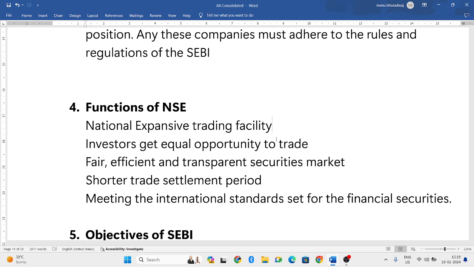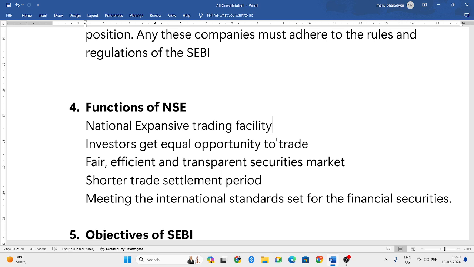Next is fair, efficient, and transparent securities market. So NSE makes sure that there are fair practices. There are no speculations and no malpractices are done. It ensures that no malpractices should be done in an organization. So that has to be ensured. The NSE will ensure that all the financial details of the company are transparent to the investor.